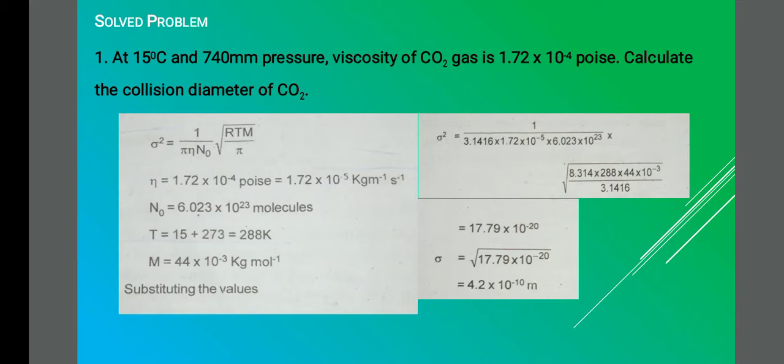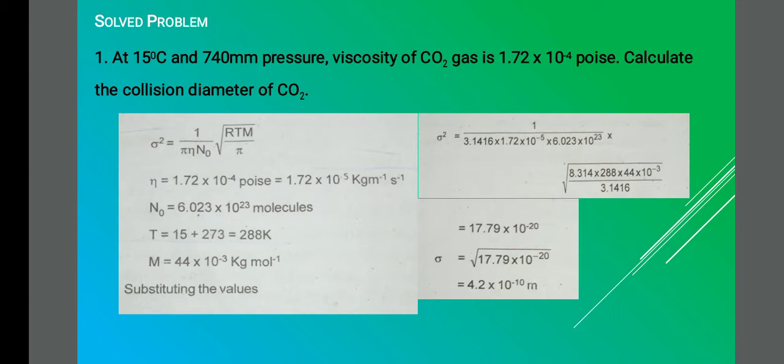I'll repeat. So the question is, temperature and pressure are given for carbon dioxide, and the viscosity value is found to be 1.72 into 10 to the power of minus 4 poise. We have to calculate the collision diameter of carbon dioxide. So if we take this problem, we can use this particular formula: sigma square is equal to 1 by pi eta n0 into square root of RTM divided by pi. So the eta value is given.